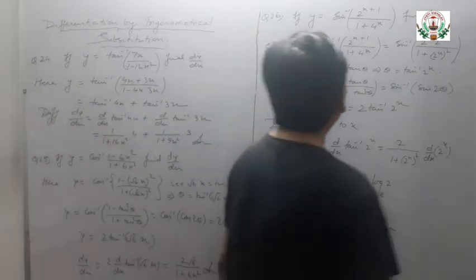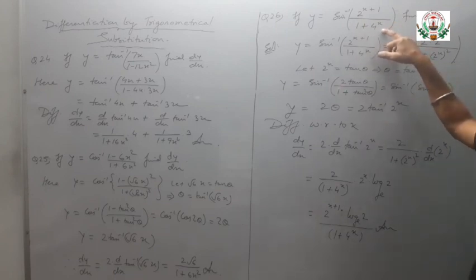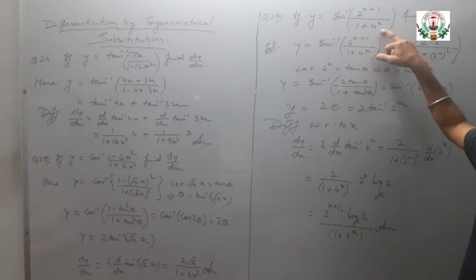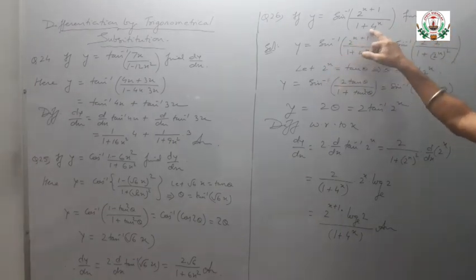Now comes: if y equals sin inverse of 2 to the power x plus 1, the whole power is x plus 1, upon 1 plus 4 to the power x. It is a very important question and this question was asked in the CPSC also. Find dy by dx. Y equals sin inverse of 2 to the power x plus 1 upon 1 plus 4 to the power x.